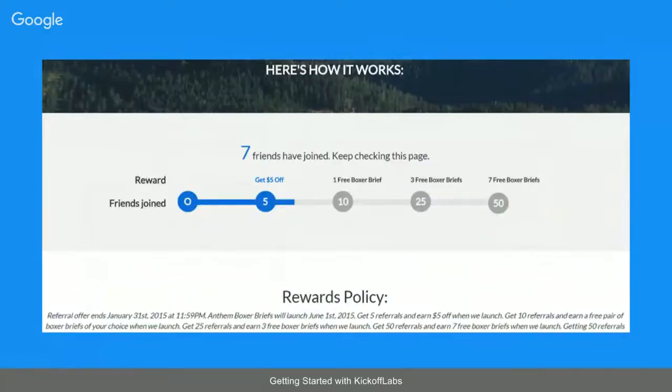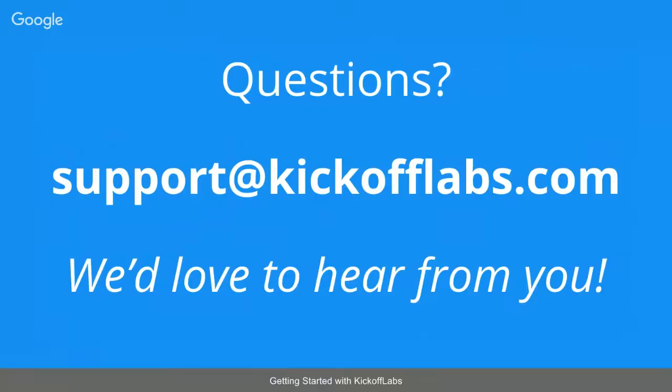So just a final example is how another customer was actually using the reward level table, where you're seeing the $5 off, you get free boxers after 10 people, after 25, after 50, and it worked really well for them. So having said that, that's the end of this presentation.